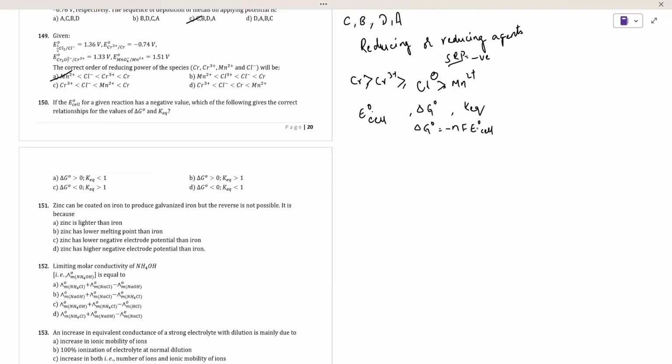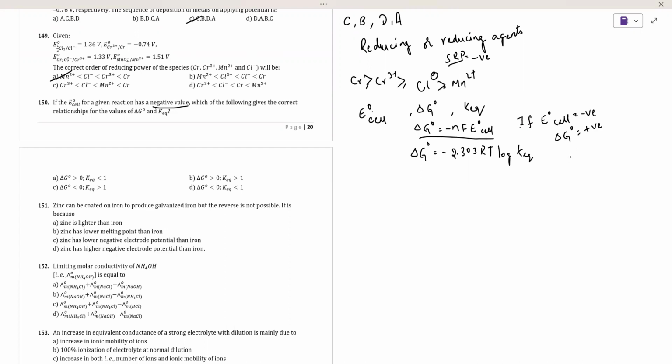So, this is one equation where delta G is related with E0 cell. And similarly, we also know one more equation, where delta G0 is equal to minus 2.303 RT log K equilibrium. Okay, so these are the two things. In the question, what are they trying to ask us? They are trying to ask what will be the correct relationship for delta G0 and KEQ if the E0 cell is a negative value. Now assuming the first equation, if you assume E0 cell to be negative, then negative of negative, delta G will become positive, right? So if E0 cell is negative, delta G0 will become positive.